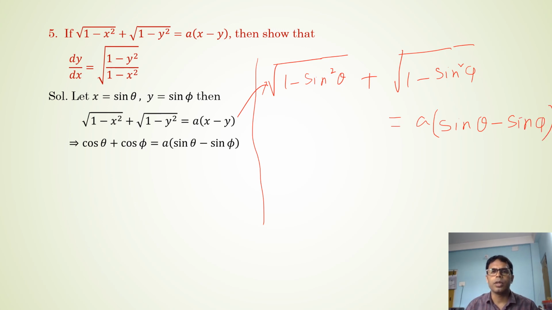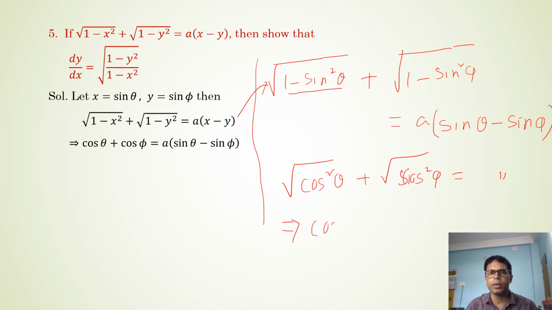Now notice, root over 1 minus sin square theta is simply cos square theta, and this is simply cos square phi, and the right side remains the same. Root of cos square theta is simply cos theta, and root of cos square phi is simply cos phi, and the right hand side remains the same. So this line I have written directly. Is that clear?